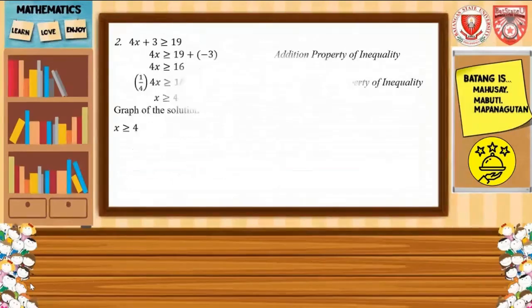Okay, example number 2: we have 4x plus 3 is greater than or equal to 19. We use the addition property of inequality and the multiplication property of inequality in solving the given linear inequality. 4x is greater than or equal to 19 plus negative 3, so 4x is greater than or equal to 16. Then 4x times 1/4 is equal to x, and 16 times 1/4 is equal to 4. Therefore, x is greater than or equal to 4. So the solution that we have is from positive 4 to the highest number.